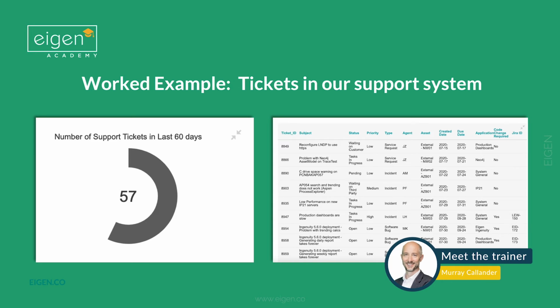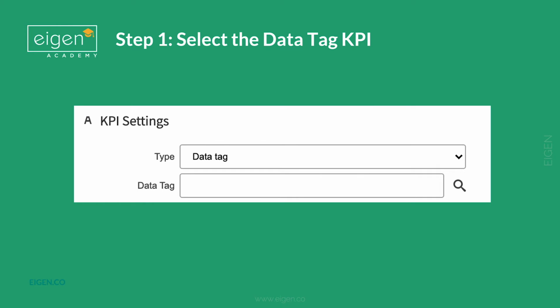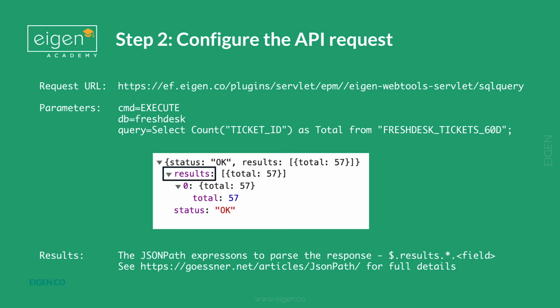So in this example, we're going to work through now this dial example. We're going to look at the number of support tickets in the last 60 days. This time, we're going to select the data tag KPI, and then we're going to use the JSON data source. So as before, we're going to need to enter the request URL, the parameters we want to send to this API, and then we're going to use the JsonPath expression to pass the response and return the results.